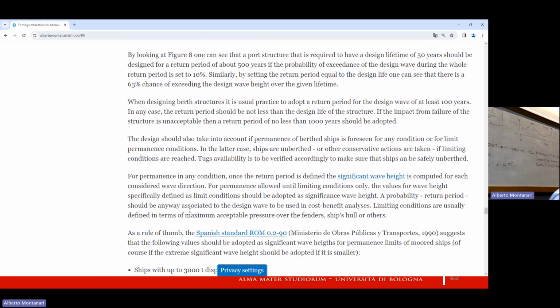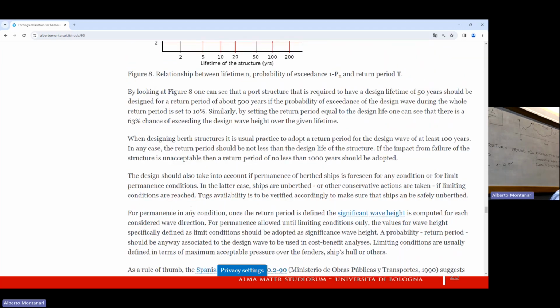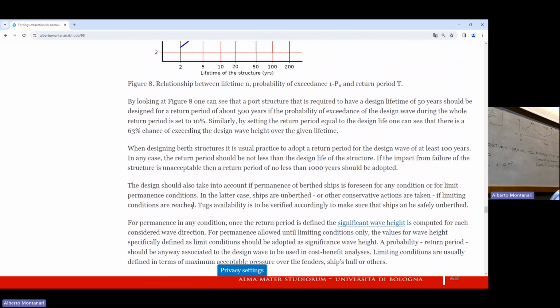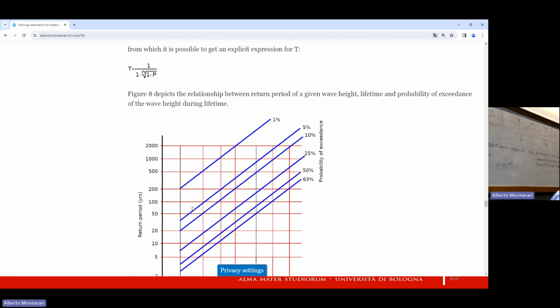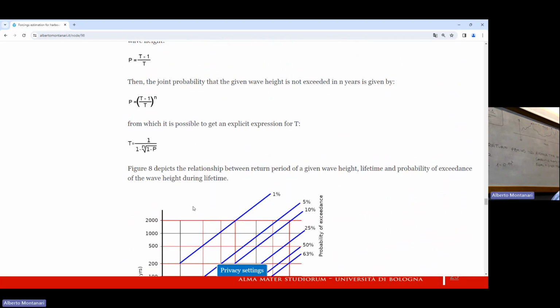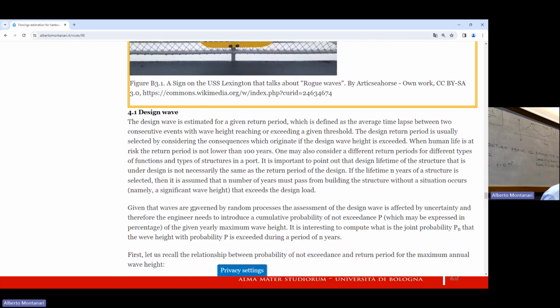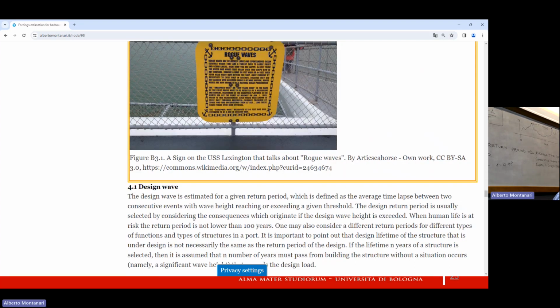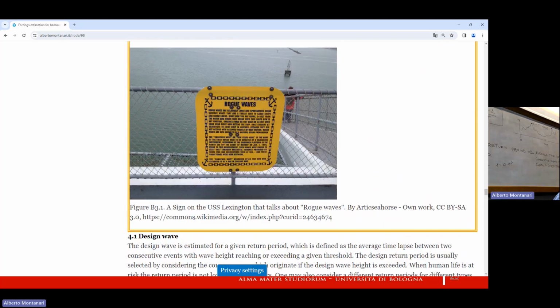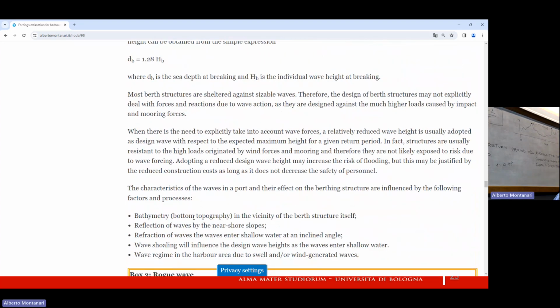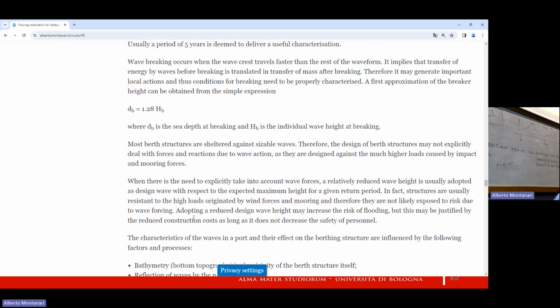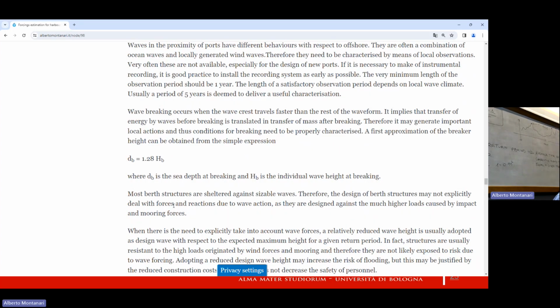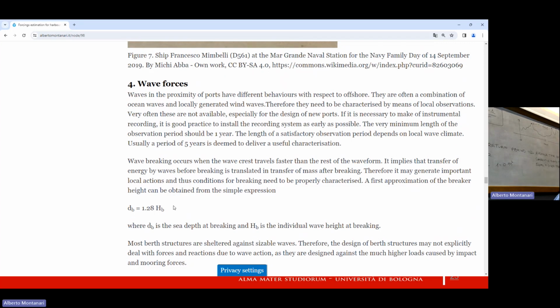Okay, so these are the limiting conditions, and these are the rules of thumb. And you also have the means now, if you are given a return period design, to compute your design wave. And now, based on the design wave, you have to compute the wave forcing. Before we move to computation, let me just say one thing.